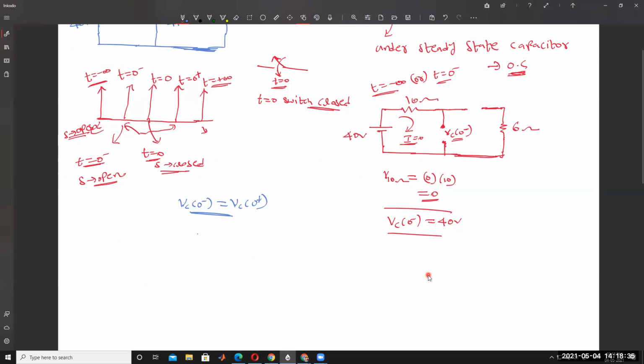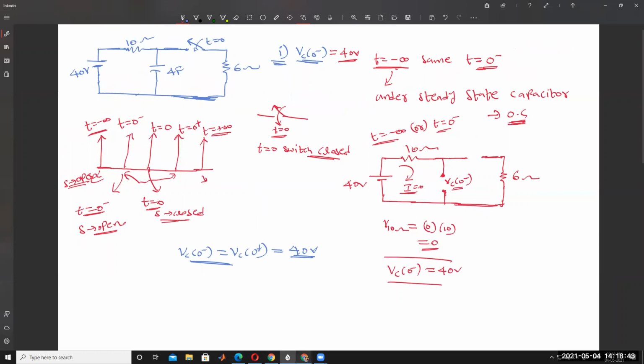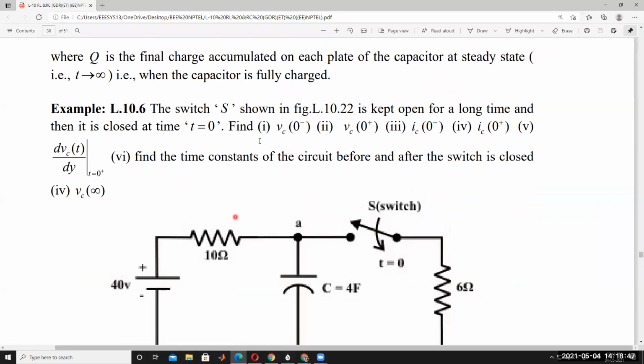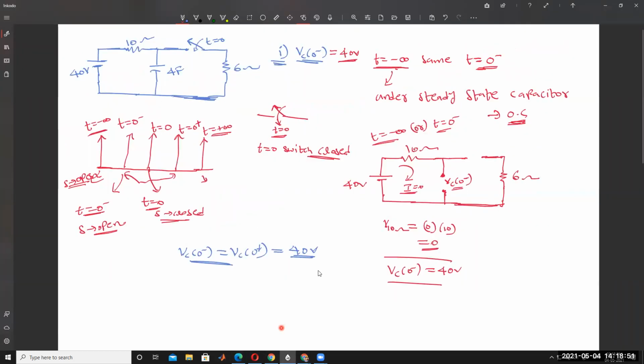So VC of 0 minus is how much? 40 volts. That's why VC of 0 plus is also equal to 40 volts. This is the circuit. And then what is the second question? VC of 0 plus is completed. The first question and second question both are completed.